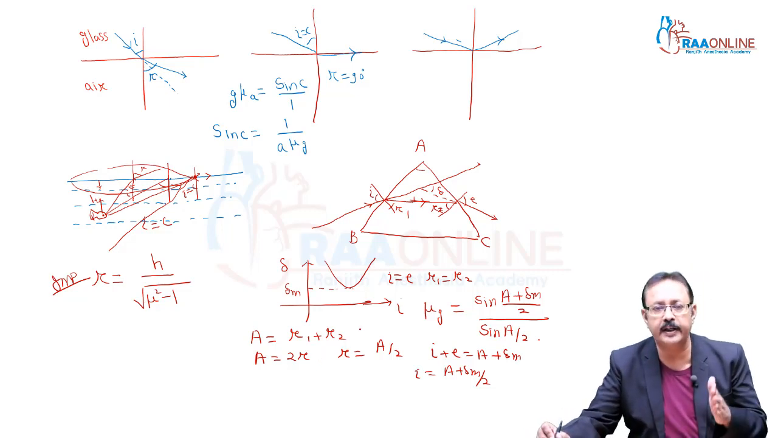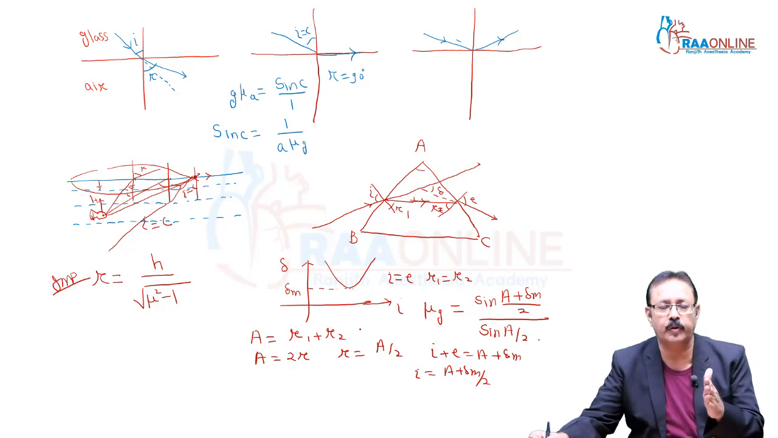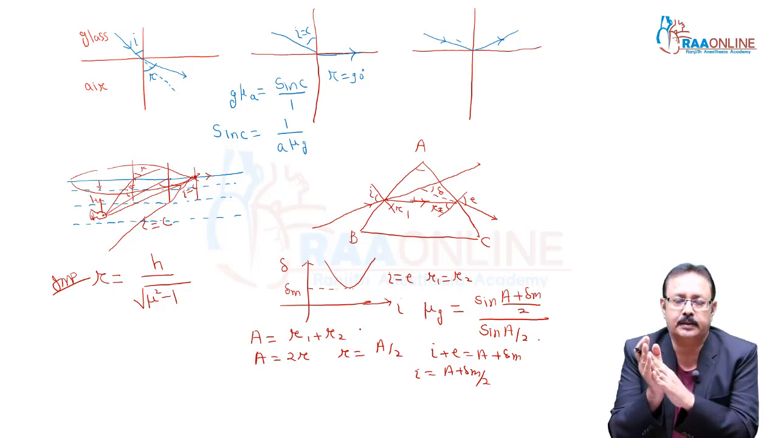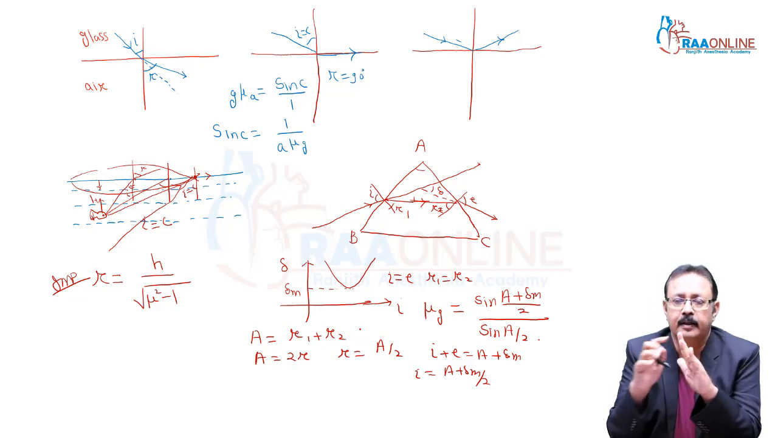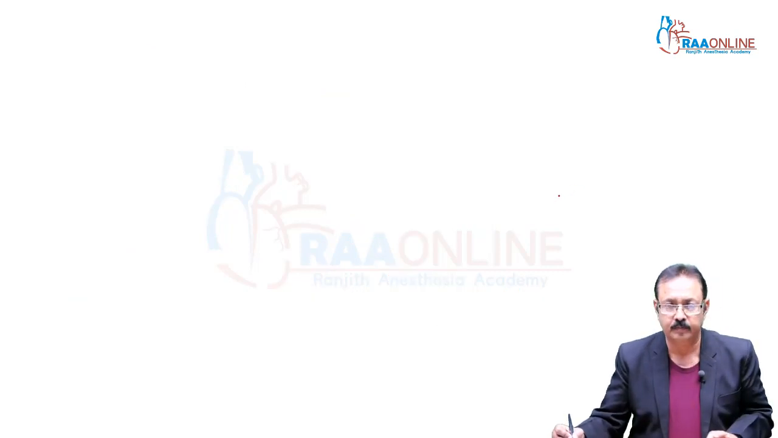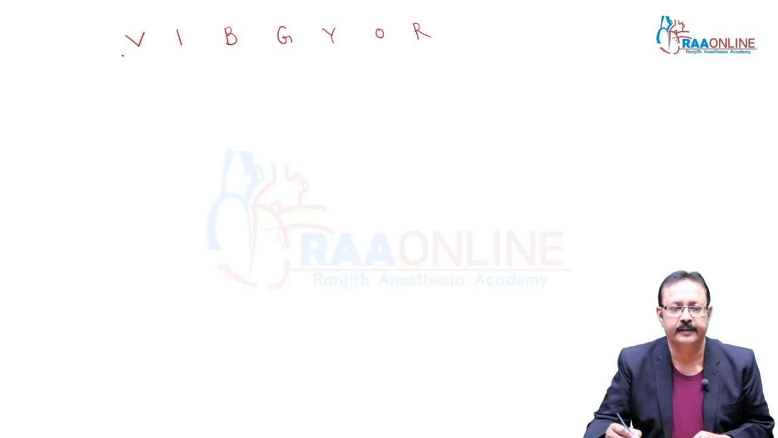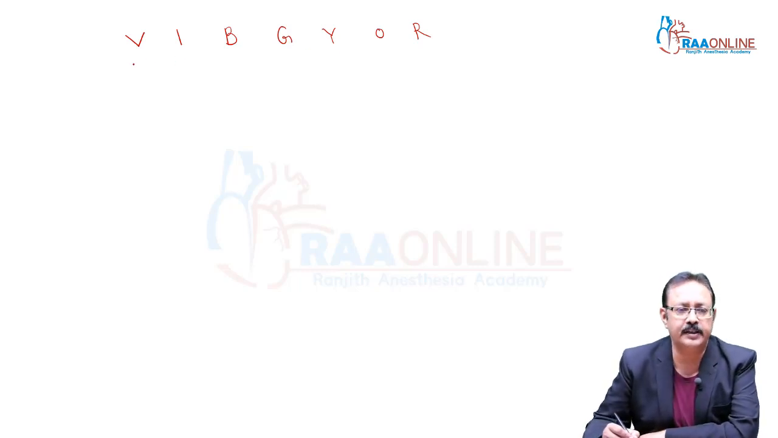But the prism is not only deviating the ray from its path, it is doing one more work there. It is breaking the light into its components. It is resolving the light into its components. You know that white light is not a single ray. It is the combination of 7 colors: violet, indigo, blue, green, yellow, orange and red. Wavelength wise, they are in increasing order.